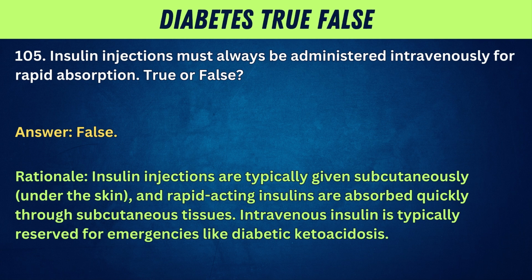105. Insulin injections must always be administered intravenously for rapid absorption. True or false? Answer: false. Rationale: insulin injections are typically given subcutaneously, under the skin, and rapid-acting insulins are absorbed quickly through subcutaneous tissues. Intravenous insulin is typically reserved for emergencies like diabetic ketoacidosis.